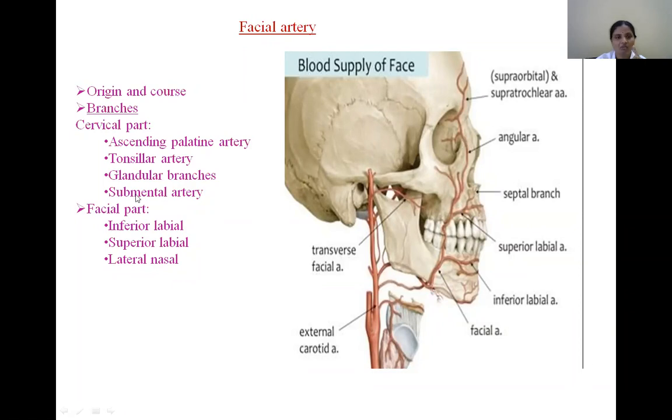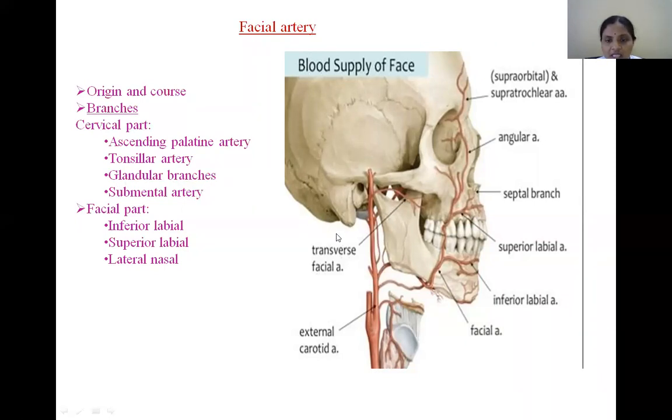So what are the branches from this cervical part? First it gives off the ascending palatine artery. As its name suggests, it ascends, passing along the lateral wall of the pharynx, and supplies the soft palate and the auditory tube also. Then the second important branch is the tonsillar artery. This tonsillar artery is an important branch because it is the principal artery to the palatine tonsil.